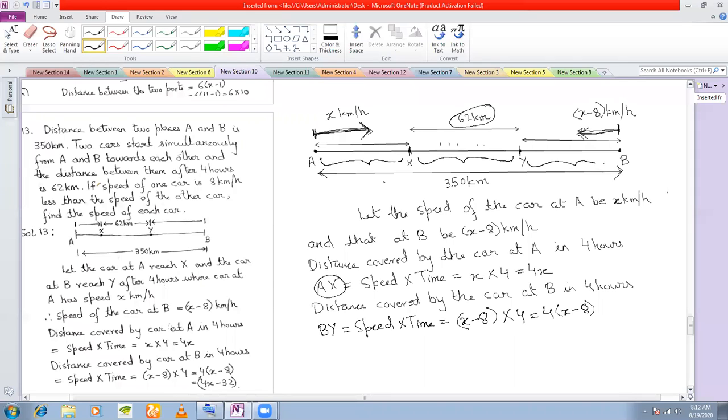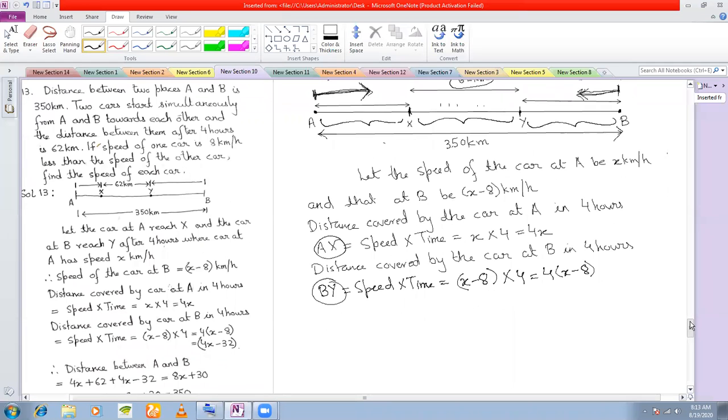This distance we have calculated here, dy, right? So now what is the distance between A and B? The distance between A and B is 350 kilometers. So according to this problem, the distance AX plus the distance XY plus the distance YB must be equal to 350, right? This will give our equation.